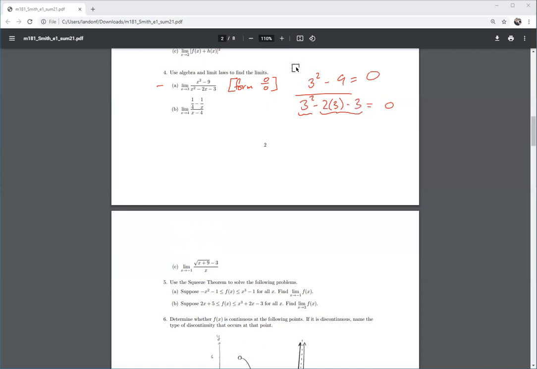Let me erase this work. Let's try what you guys said: factor. Does anyone happen to know what the numerator factors to be? x plus 3, x minus 3. Yeah, exactly. Here, let me clean this up a little bit, be a little more formal.